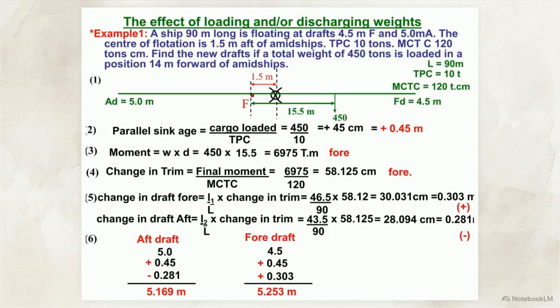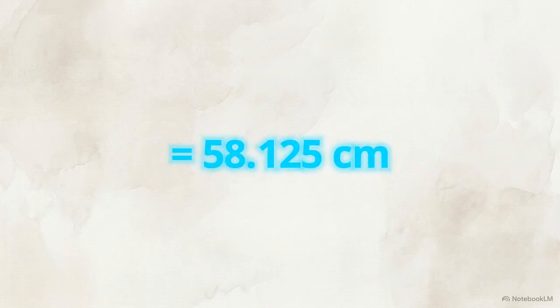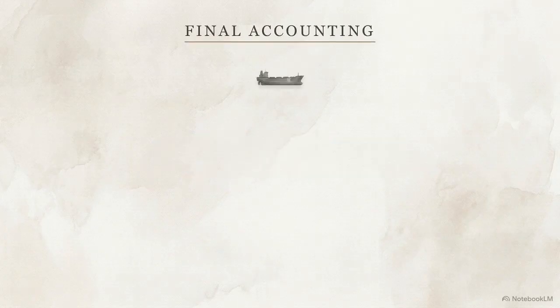In step 5, we split the trim. Calculate the forward change by multiplying the total trim by the pivot to bow distance divided by the ship's length, giving 0.303 meters. Repeat this for the aft draft using the pivot to stern distance to yield 0.281 meters. You can always verify your math here. If you add these two split numbers back together, they will perfectly equal your total calculated trim from the previous step. Now we execute the final accounting phase.